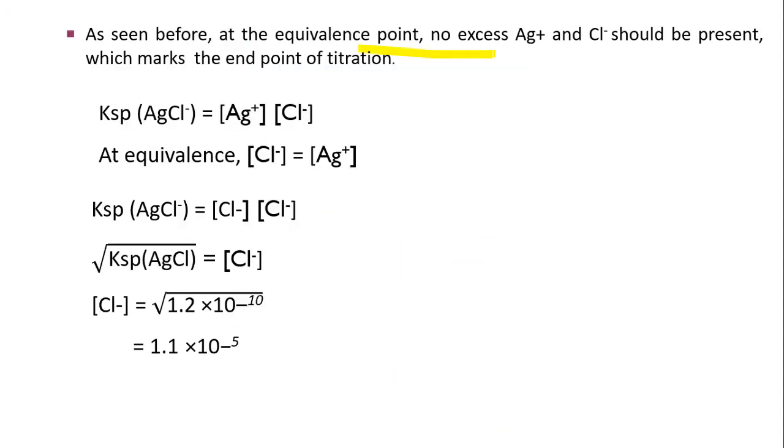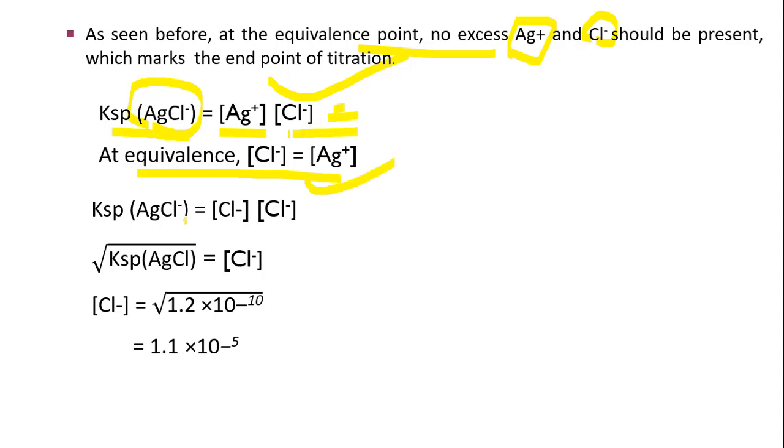Now the equivalence point, as we have already seen: at the equivalence point there will be no excess of silver or excess of chloride, because both are equivalent. So it is our end point of the titration, and we will get the reddish colored precipitate. We can write the Ksp value of AgCl as equal to the product of Ag+ and Cl-. Both are equivalent, Ag is equivalent to Cl, so we can write this. So this is the value for chloride.